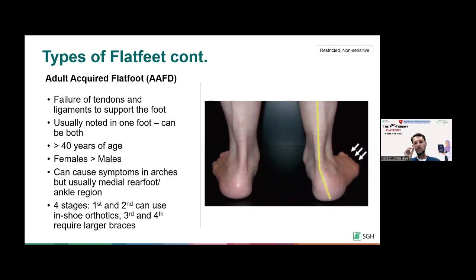As marked in the diagram with the white arrows, you see that too many toes sign that Kizher was referring to. Now, this is usually seen in one foot, but can be seen in both. It usually affects females more than males, and from 40 years upwards, usually a bit older than 40. Known risk factors are being overweight, trauma, and conditions such as diabetes, ones that Kizher also mentioned. With this, the symptoms are usually noted over the medial rear foot and the medial ankle area.